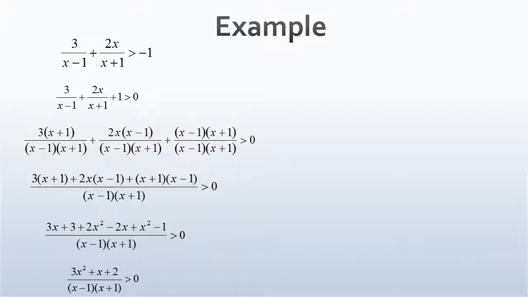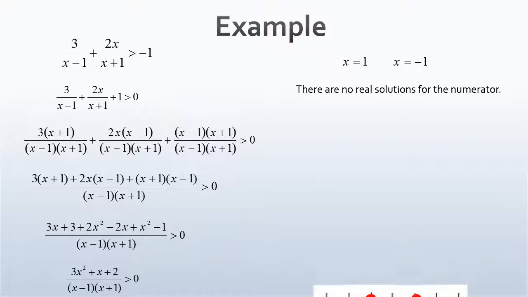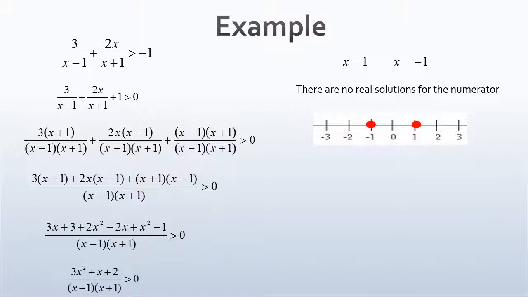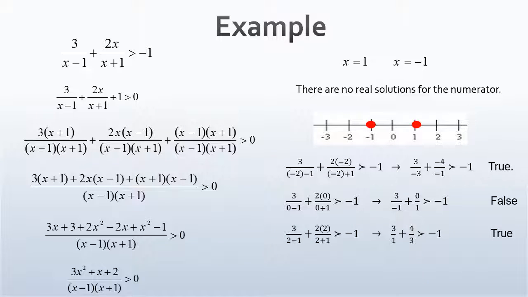Now the top will not factor, and if you try using the quadratic formula or completing the square, you're going to get imaginary results. And we can't put imaginary results on a number line, so we only need to worry about 1 and negative 1. Now we're going to test a number in each region. And we find that the numbers up to negative 1 and the numbers after positive 1 will work. So our solution is x is less than negative 1 or x is greater than positive 1.